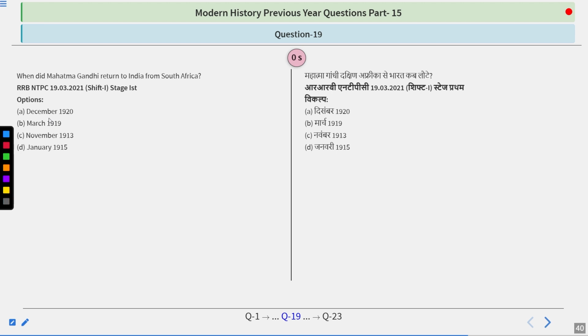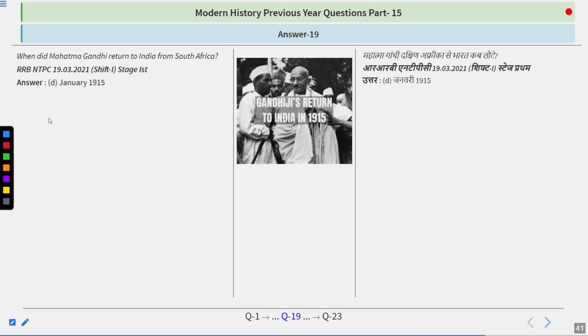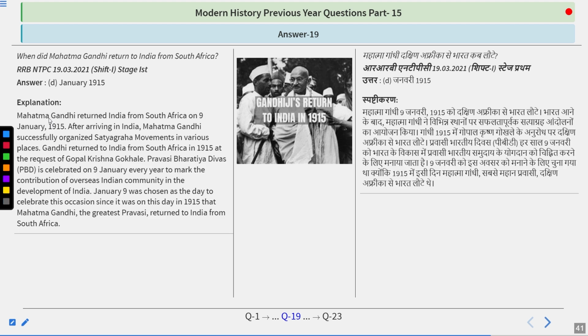And I guess the answer you are thinking is quite simple and right in front of you, because Gandhiji returned from South Africa in January 1915. To be specific, on 9 January 1915. So Mahatma Gandhi returned to India from South Africa on 9 January 1915. In modern day, it is celebrated as NRI Day.